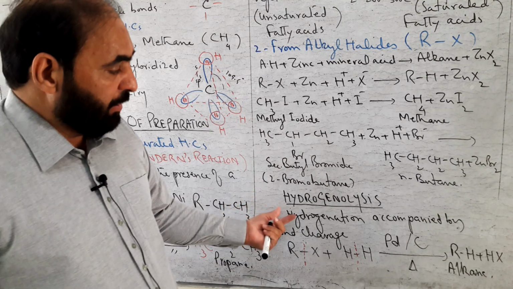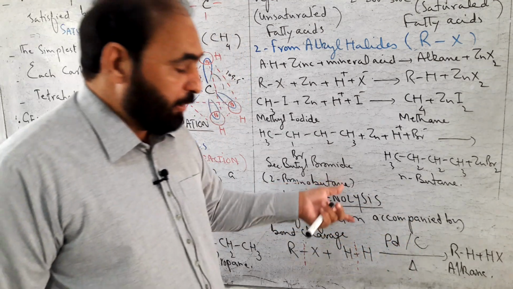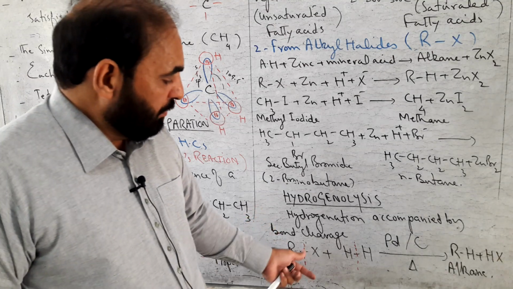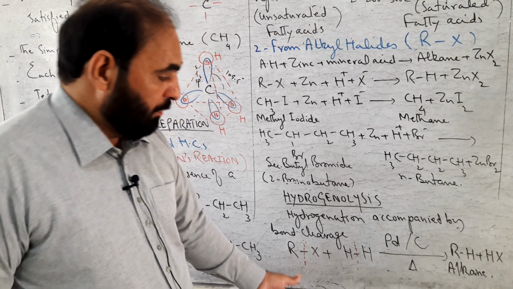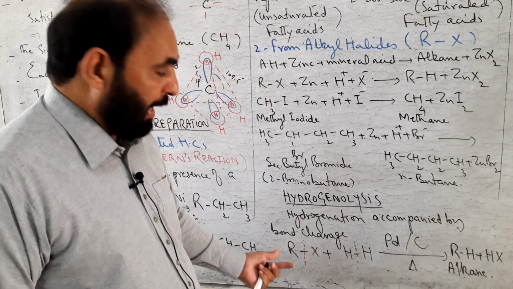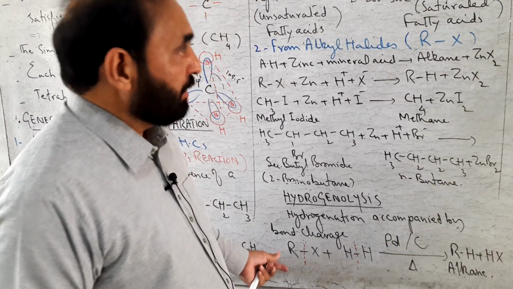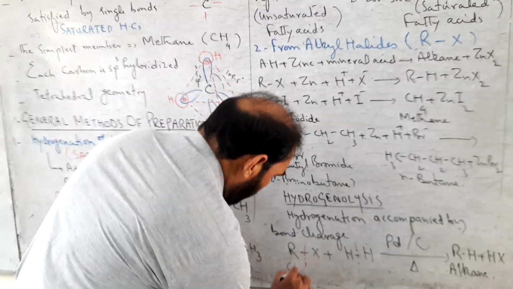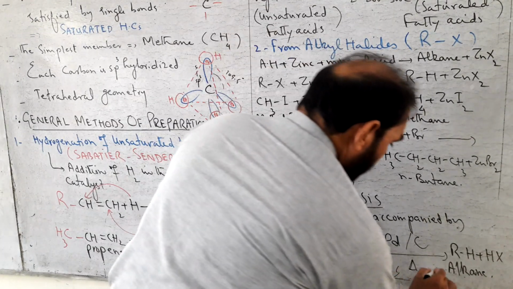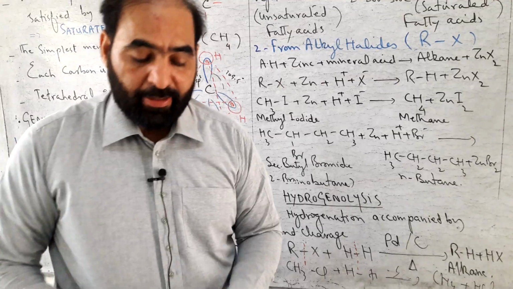Alkyl halides can also be converted into alkane by a method which is called hydrogenolysis. Hydrogenolysis is the hydrogenation in which the R-X bond is cleaved. It is done by using palladium charcoal as a catalyst. When hydrogen is reacted with alkyl halide, R is changed to alkane and halogen goes to HX. For example, if we have CH3Cl, we get methane CH4 plus HCl. So these are two methods for the preparation of alkane.